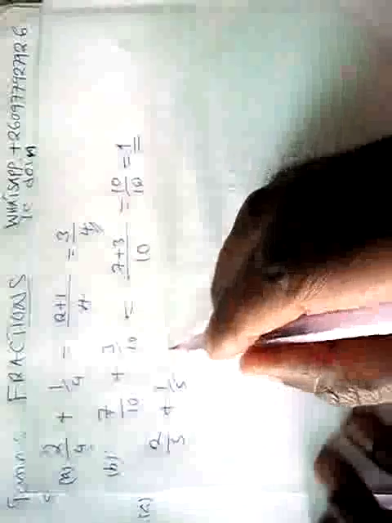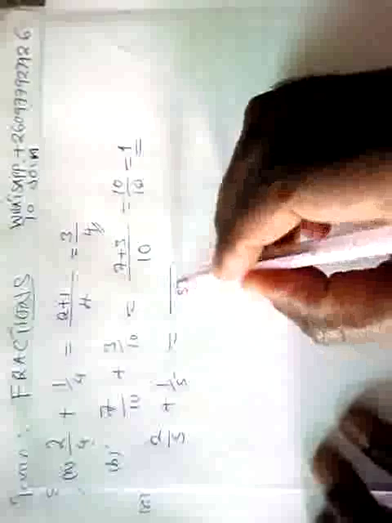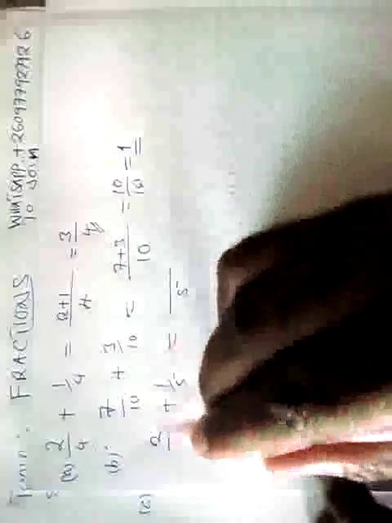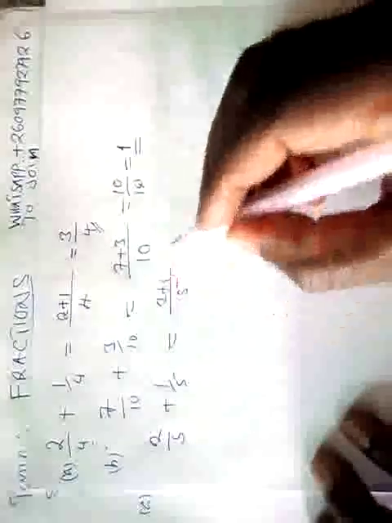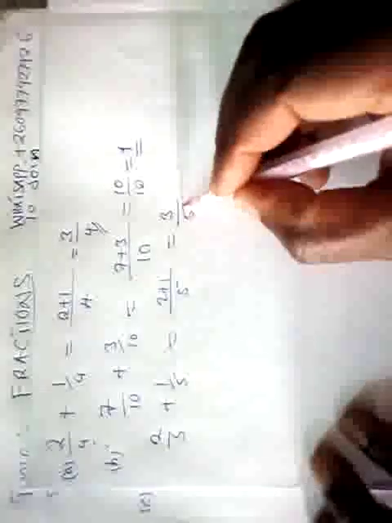So how are we going to solve this? The question is, what type of fractions are these? They are like fractions. Why are they like fractions? Because they have the same number at the bottom, the denominator. Same. So here we just write 5. Then we add the numerators, 2 plus 1. It will give us 3 over 5.